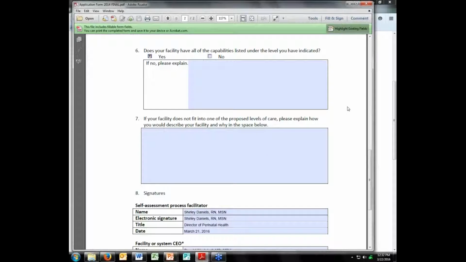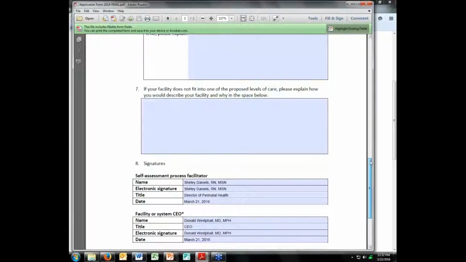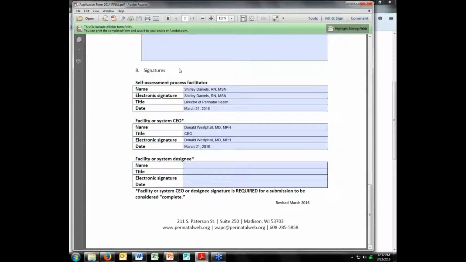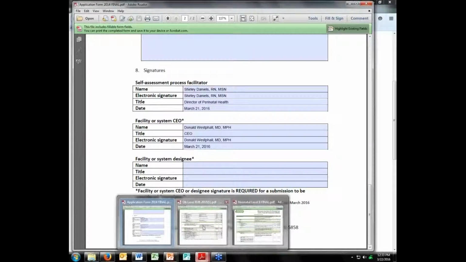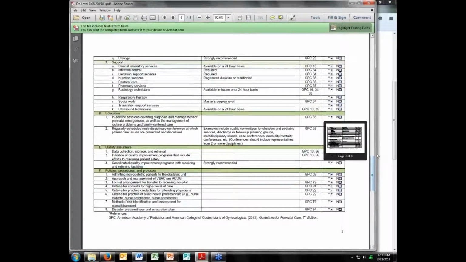And since we've been doing this, I have not seen anybody fill in this section, so most people can identify a level of care. The signatures are important. This section here. First is the person who facilitated the process, and then we want a signature of a facility or system CEO. And what this says is that there's buy-in at a high level in the facility for this process. In some cases, the facility may designate somebody, in which case you would complete this section here, and that's the application form. Now, the next thing we'll look at is the obstetric level of care self-assessment survey.